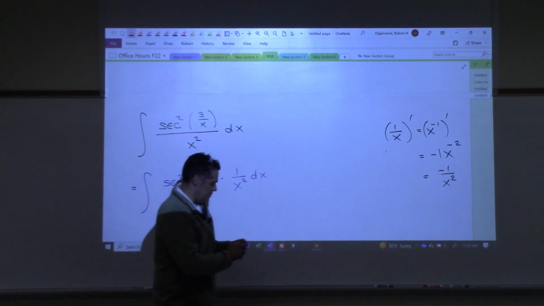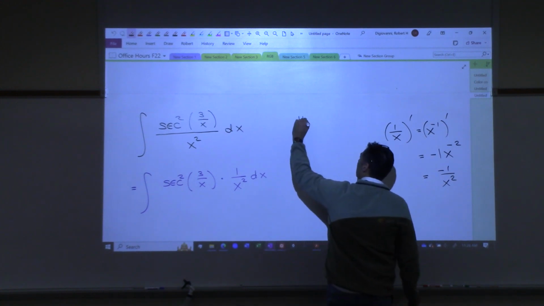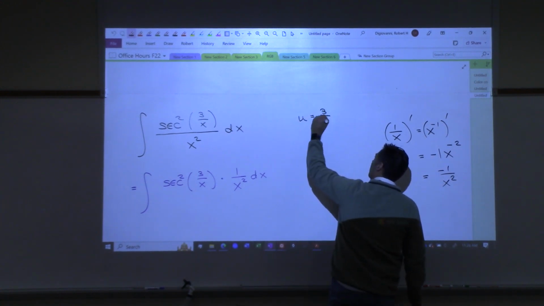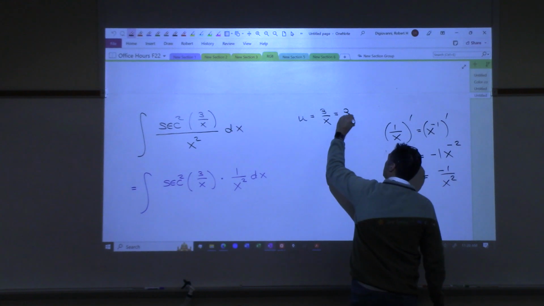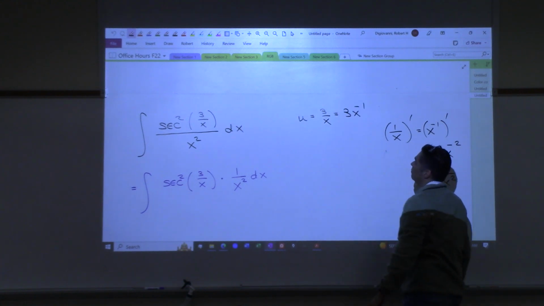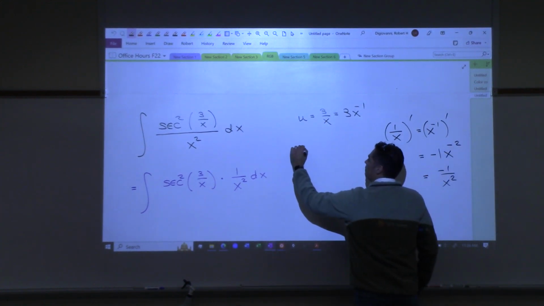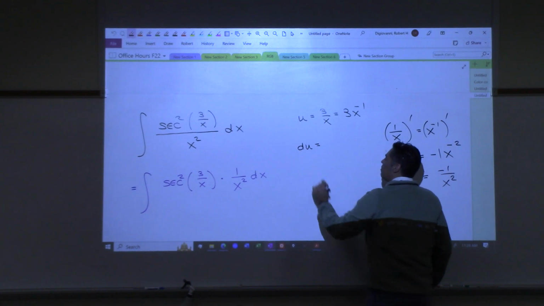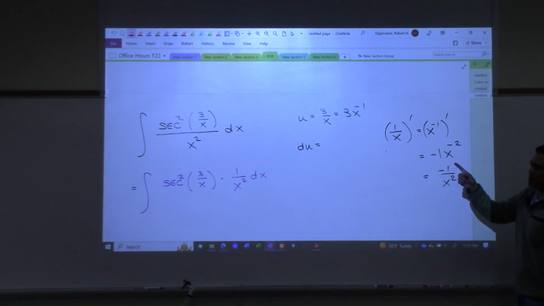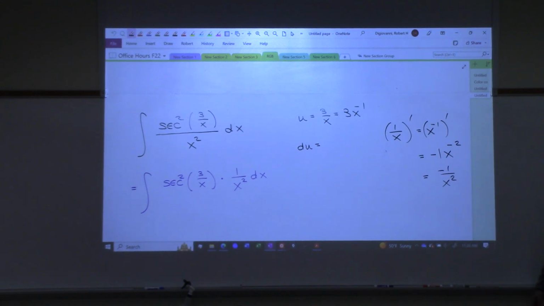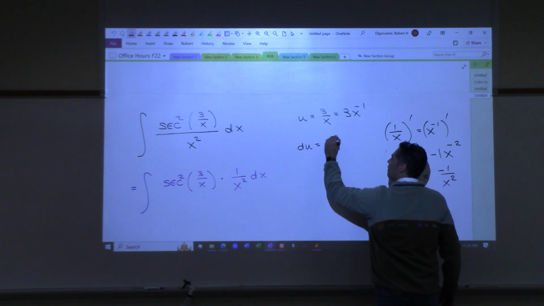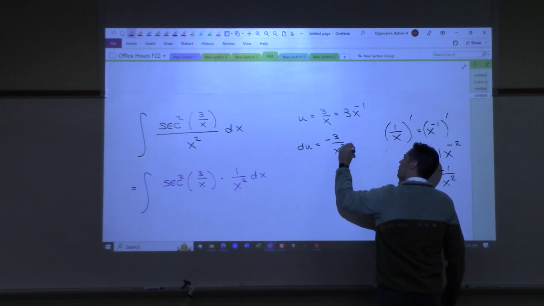So let's try it. 3 over x is going to be my u, which remember is the same as 3x to the negative 1. Now when I take the derivative of that, somebody tell me what my final result of the derivative is, written in more of this manner, not with negative exponents and stuff. Negative 3 over x squared dx.